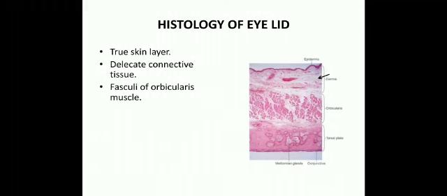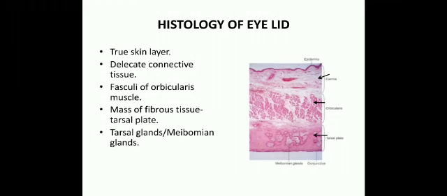Then below that there are fasciculi of the orbicularis oculi muscle, and below that muscular layer there is a mass of fibrous tissue called the tarsal plate. Within that there are glands known as the Meibomian glands or tarsal glands, and the posterior-most part comes in contact with the conjunctival epithelium. The tarsal glands open into the free margin of the eyelid.